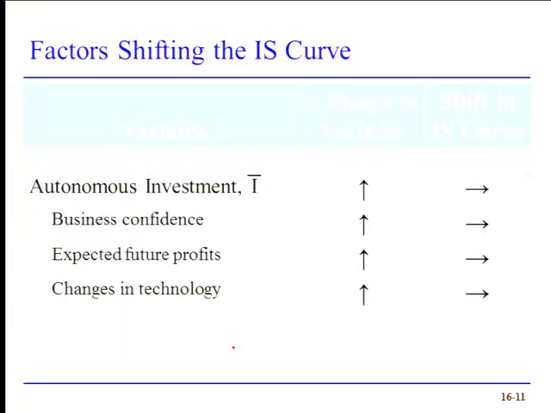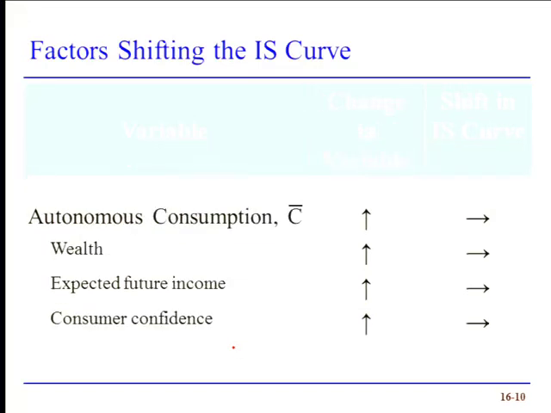Okay, autonomous investment. Remember, autonomous investment includes changes in business confidence, expected future profits or cash flow, and changes in technology. Improvements or increases in any of those are also going to cause the IS curve to shift to the right.